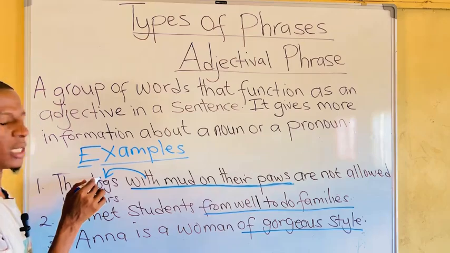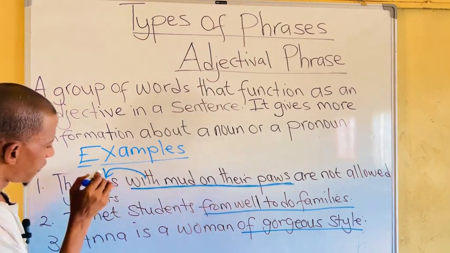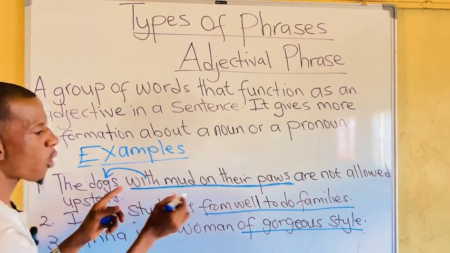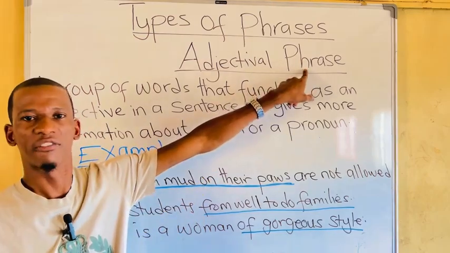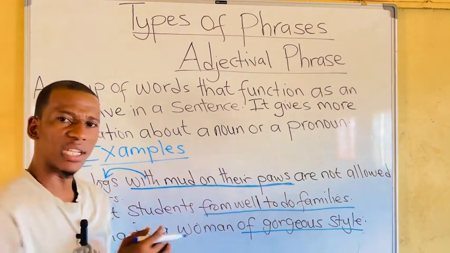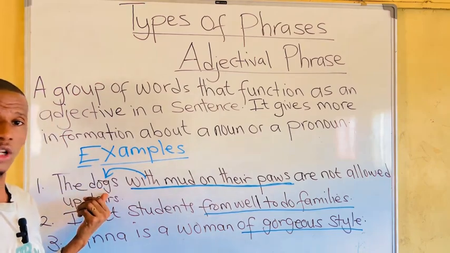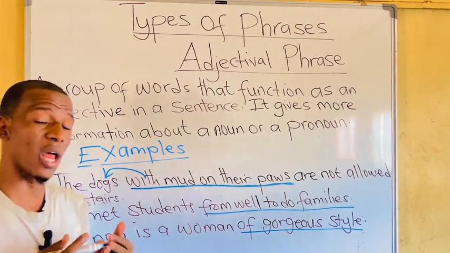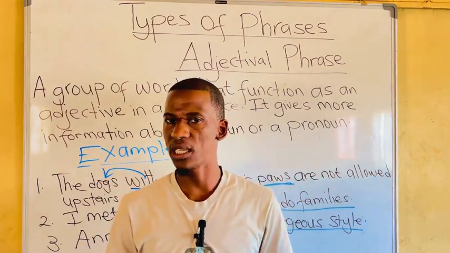You will tell me it is the dogs. Therefore, this group of words focuses on the noun. This is why this group of words is considered an adjectival phrase. Now, since we identify this as an adjectival phrase, the function is here, which is the dogs, because the next question they will ask you is, what is the grammatical term used in the expression above?